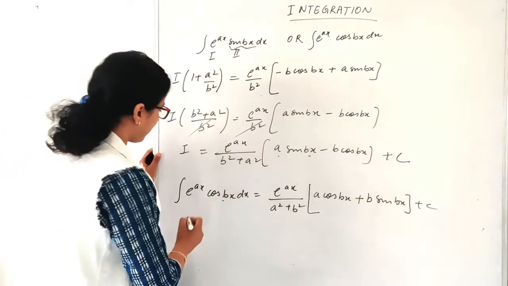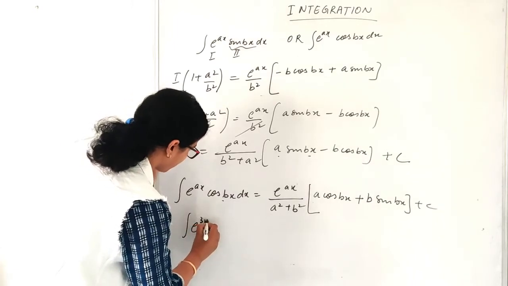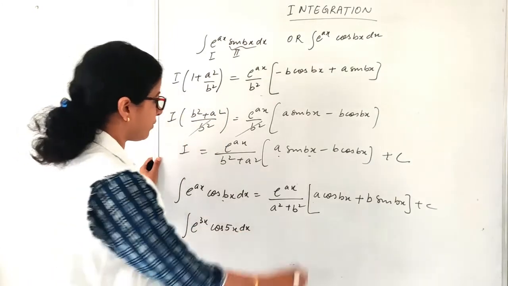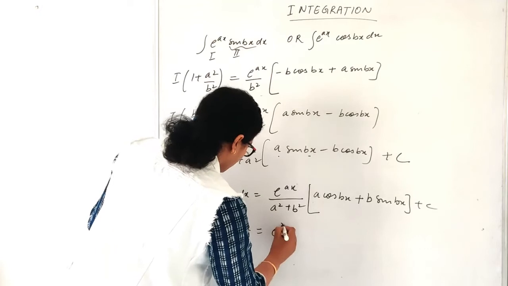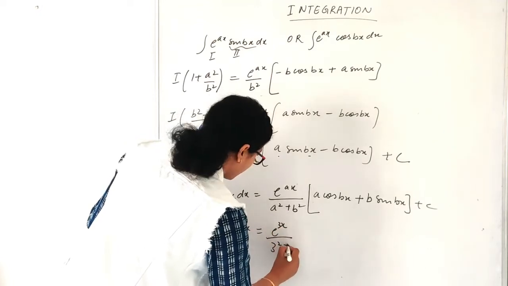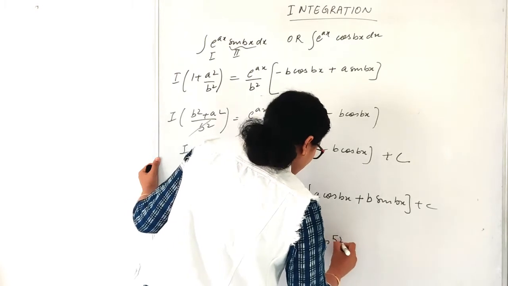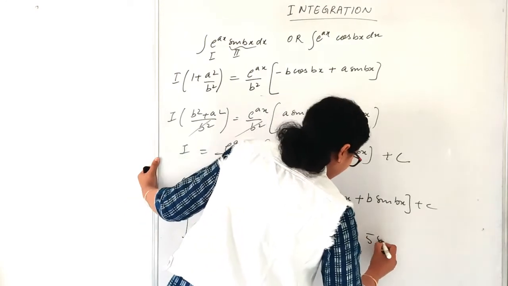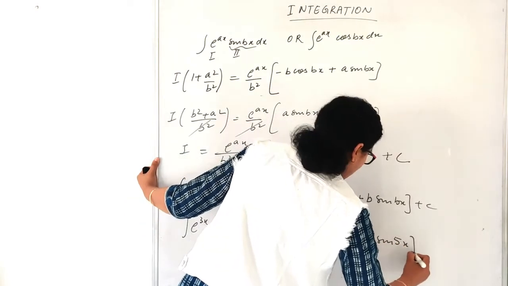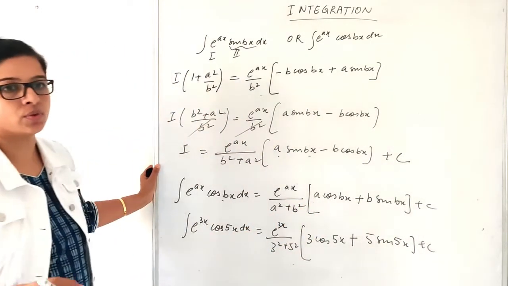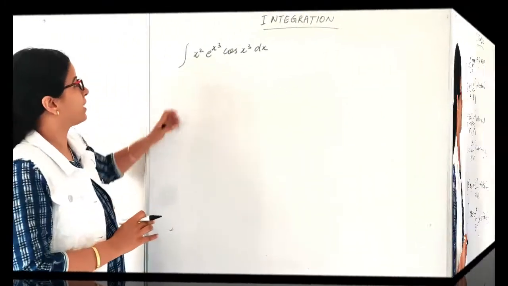We can apply this to any question. Say for example you have been given a question and you have to find the integral. If you know the formula directly, you can write e to the power 3x upon 3 square plus 5 square. It will become 3 cos 5x plus 5 sin 5x plus c. Directly you can write the answer if you know how to do it. Okay. So let us take this example now.